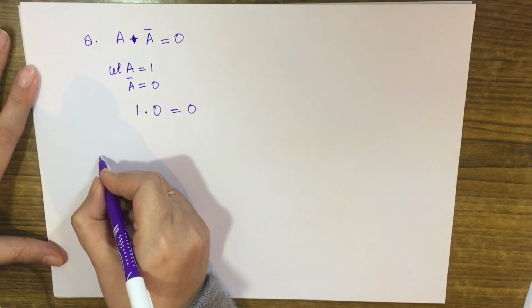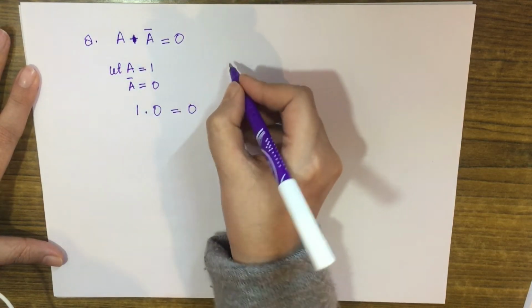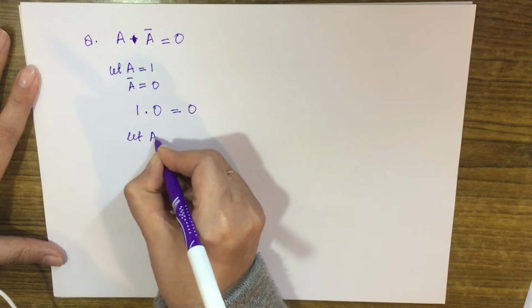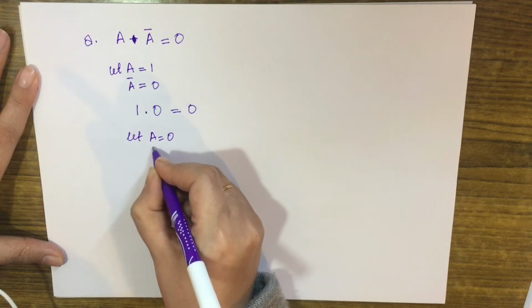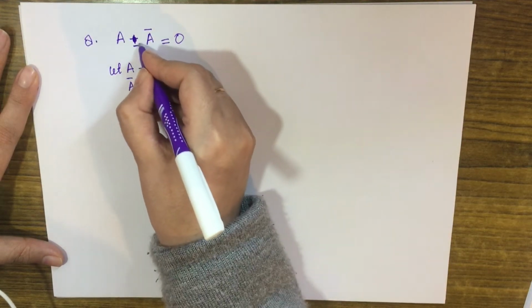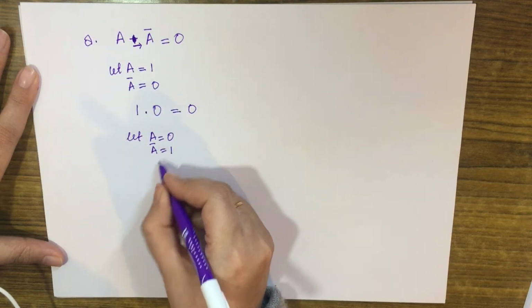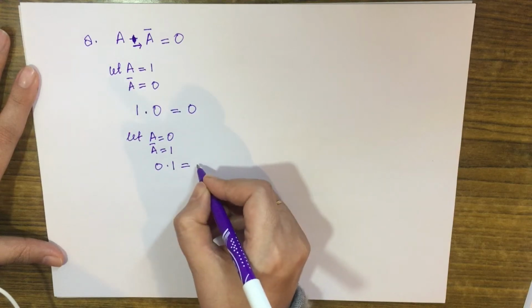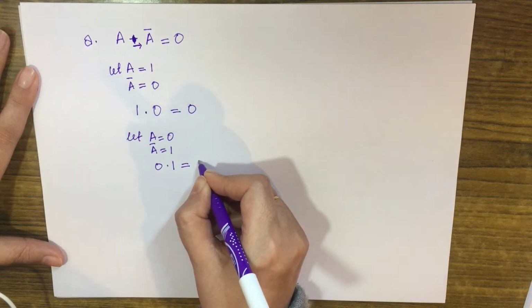Similarly it can be solved if we let a equal 0. Therefore a complement will be equal to 1. So we again put it into the rule. That means a is 0 and 1, that will again be equal to 0.